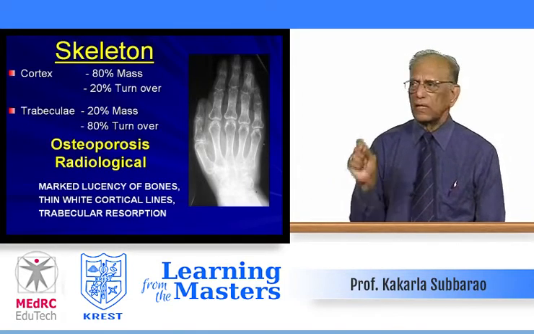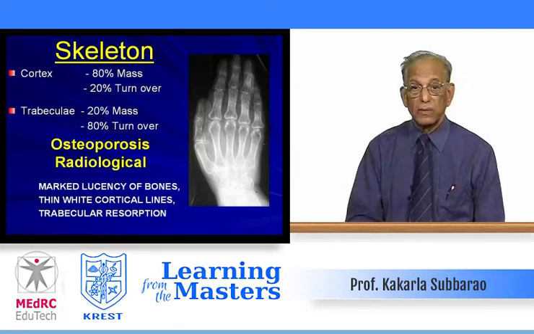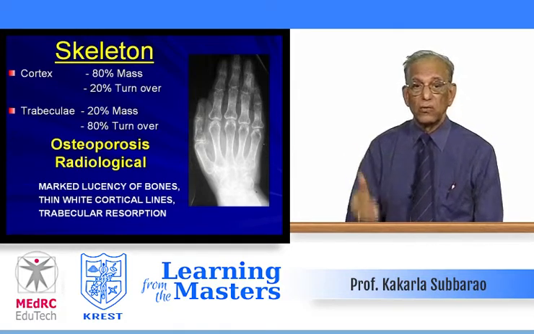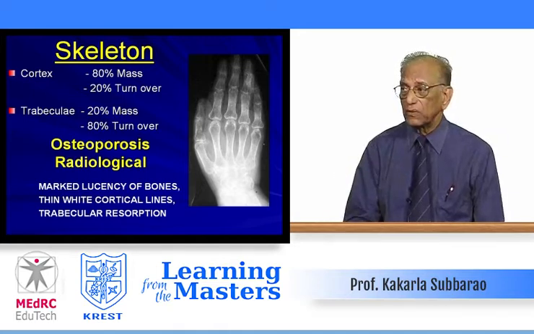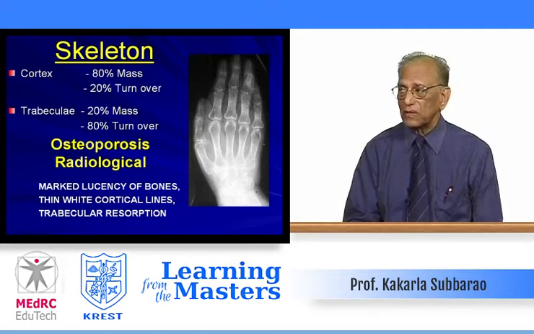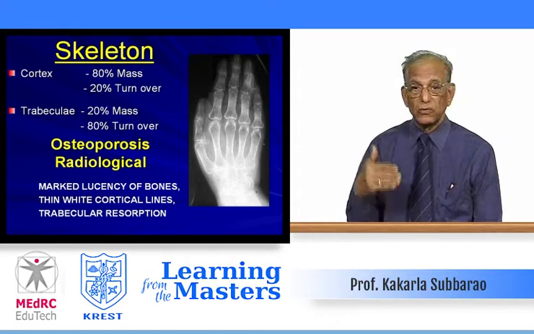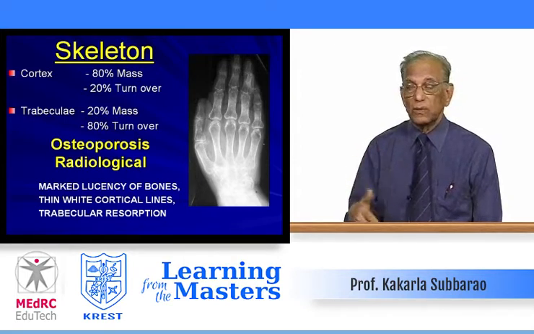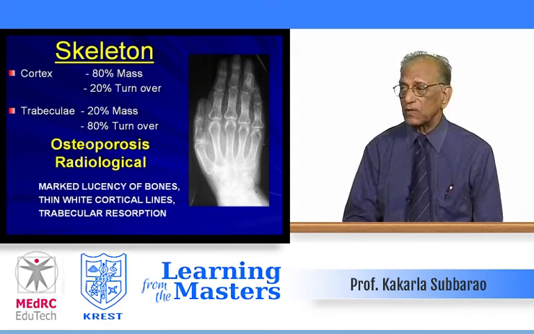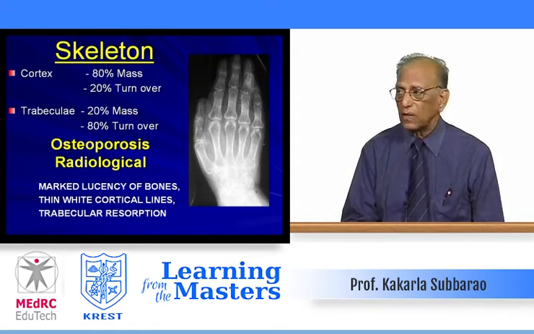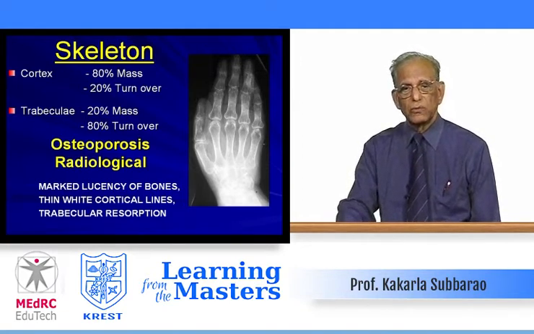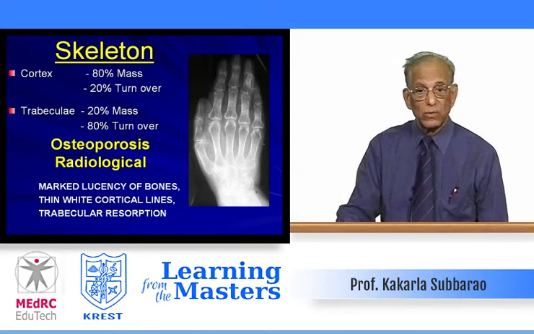In general, the skeleton has a cortex, where 80% of the bone mass is in the cortex and only 20% of the turnover of bone. Whereas trabeculae have 20% of the bone mass and 80% of the turnover. That's why all metabolic bone disorders reflect upon trabecular bone. Osteoporosis, radiologically, we have defined already: marked lucency of bones, thin white cortical lines, trabecular resorption. So much so, sometimes we see a phantom appearance as if there is no bone.